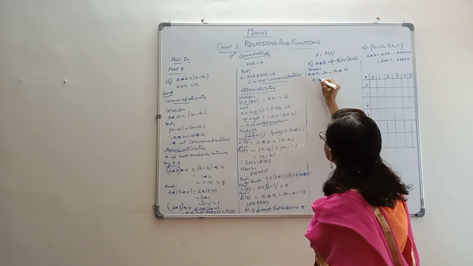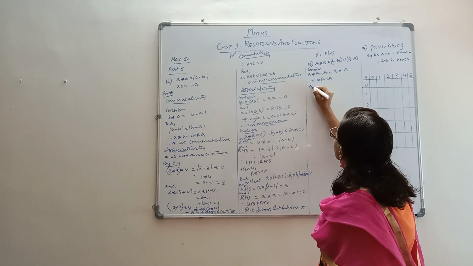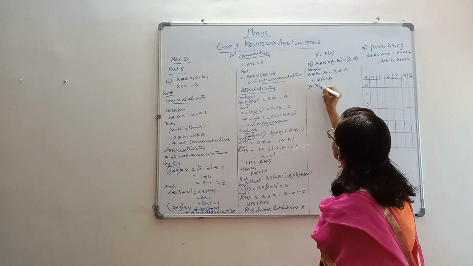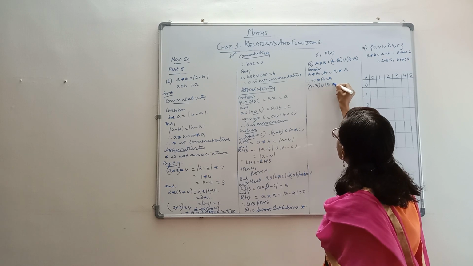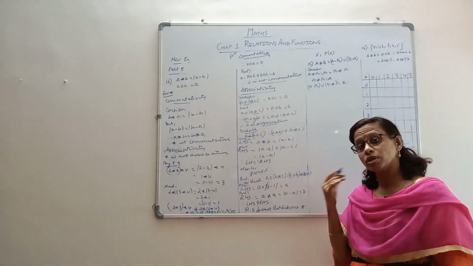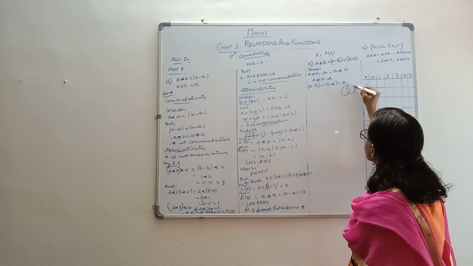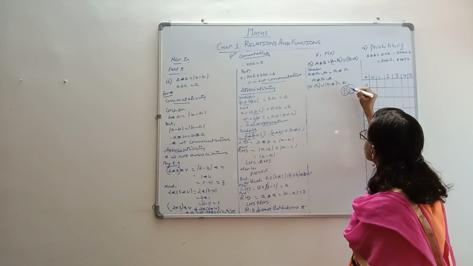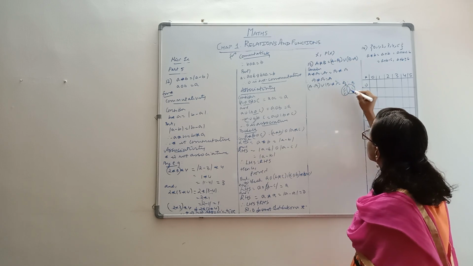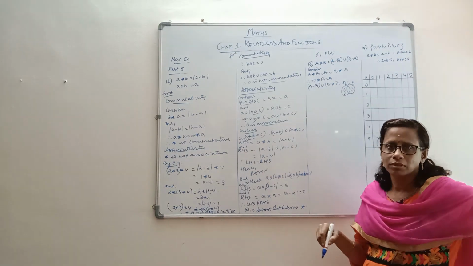Therefore, A star B equal to A means what? A minus B union B minus A is A. Just imagine, something like set A here, set B here. A minus B is this set, B minus A is this set, and the union of these two is only this set. How can it ever be possible, right?